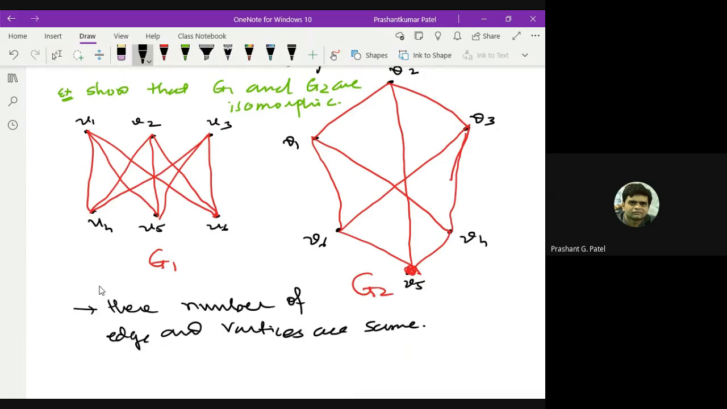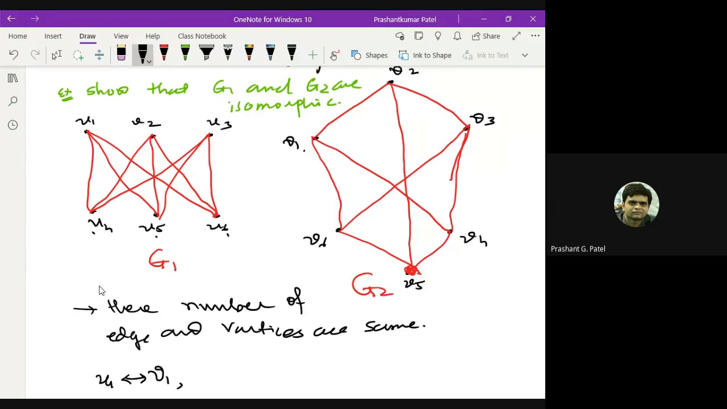They are the same. And there is a 1-1 correspondence between every pair of vertices here. For example, U1, if I fix it with V1, then U1 is connected with V4, V5, V6. Here, V1 is connected with V6, V2 and V4.